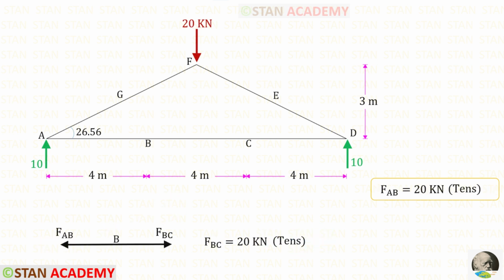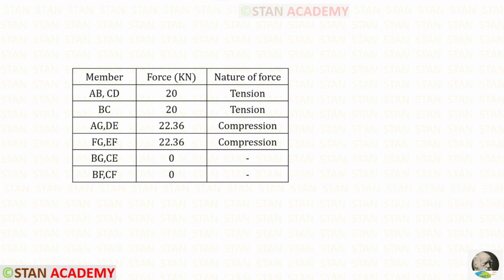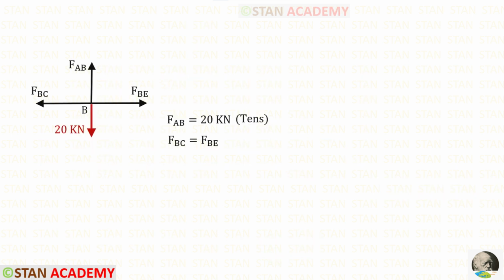Now let us take the joint B. FAB is 20 and it is tensile. So FBC also should be 20 and should be tensile. Here I have tabulated all of the forces. Now let us see some more shortcuts.